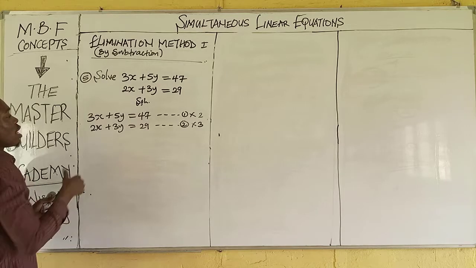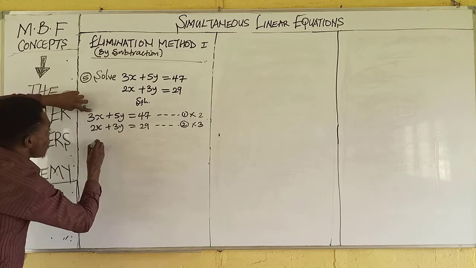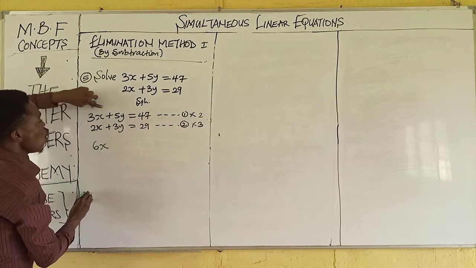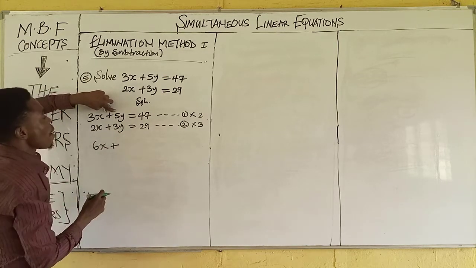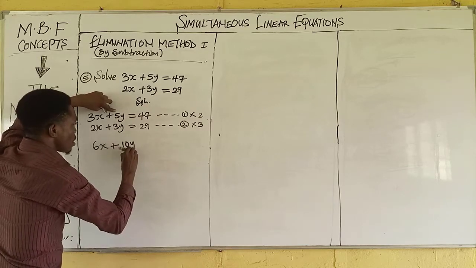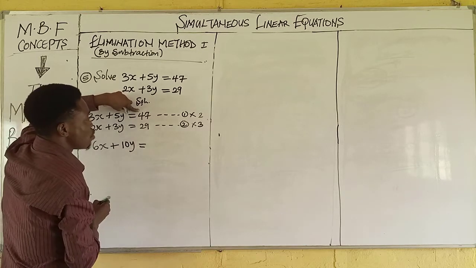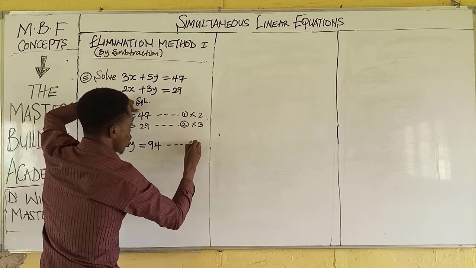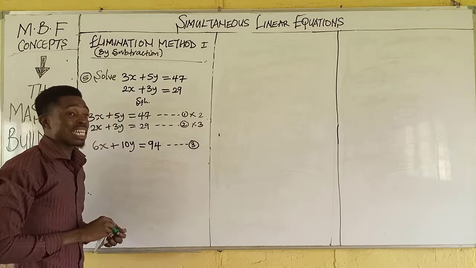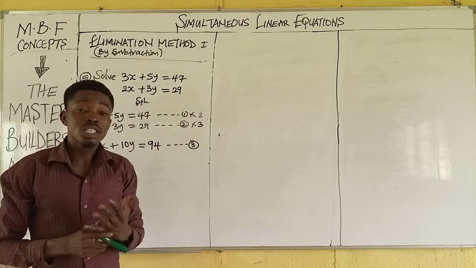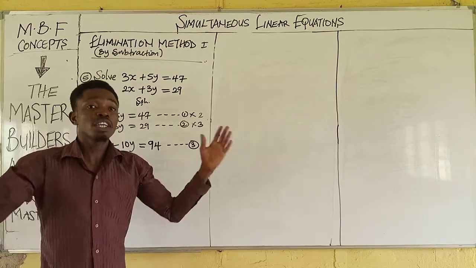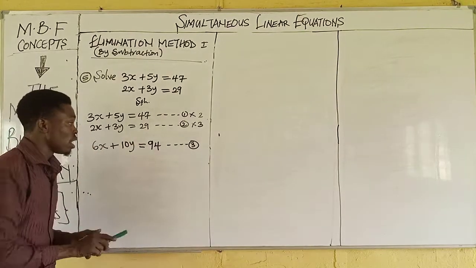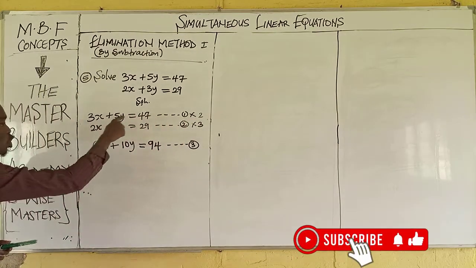So all I do now is, when I multiply this equation by 2, I'm going to have 6x. When I multiply 5y by 2, I will have 10y. When I multiply 47 by 2, I will have 94. This will become equation 3, because I explained earlier that anytime you are solving elimination, you deduce equations 3 and 4 if their coefficients are not the same. Then now I am done multiplying everything in equation 1 by 2.